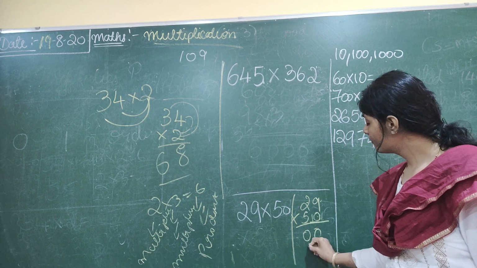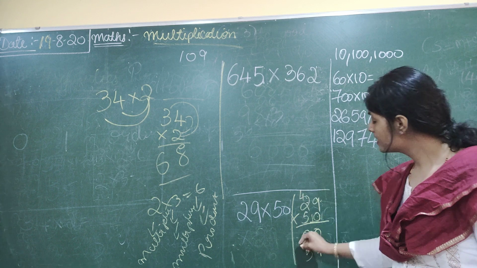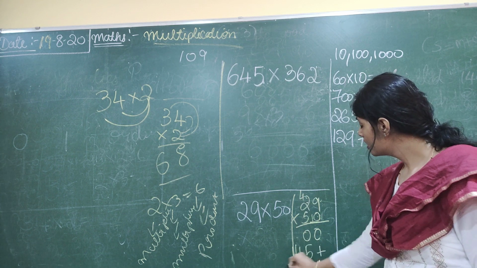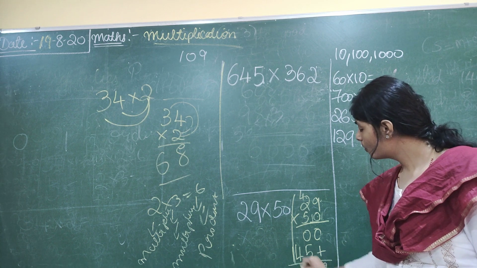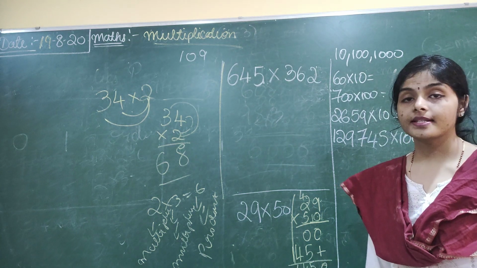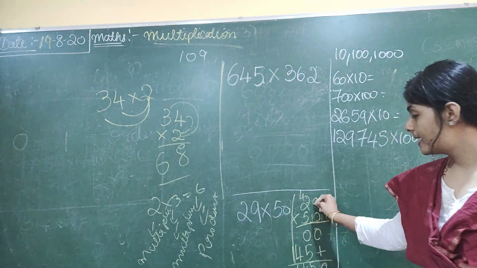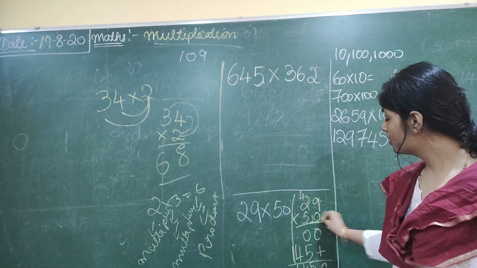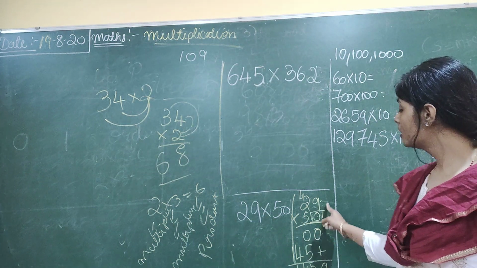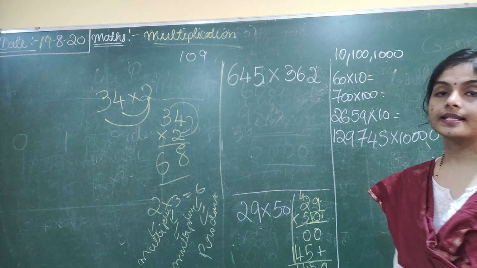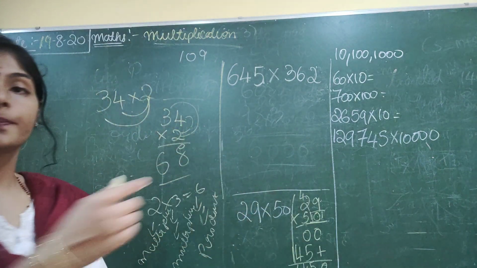5 nines are 45. So 5, 4 carry over. 5 twos are 10 plus 4 is 14. Now add this one. 0, 5, 4, 1. Got it, children? This is the way we do two-digit multiplication. We have to place it in a vertical way, place it below that and start multiplying your units place with the whole number, then your tens place. Understood?